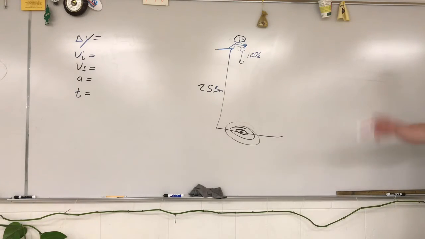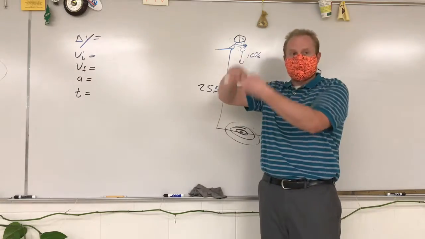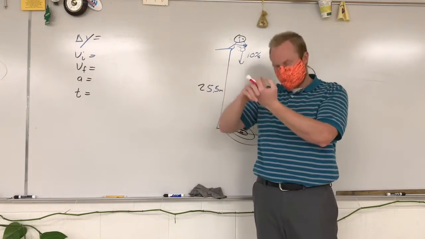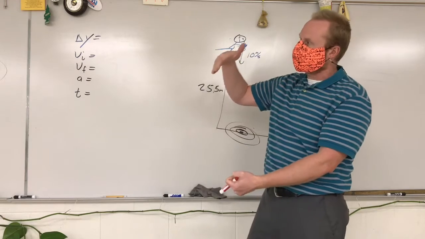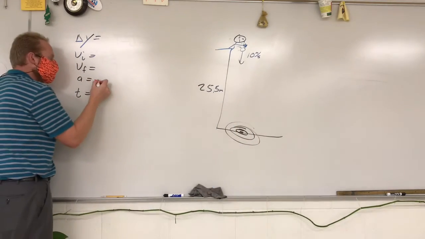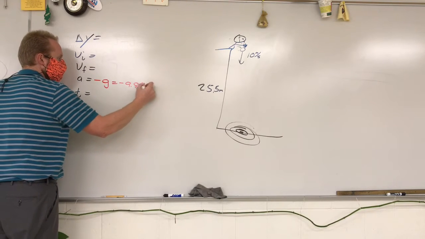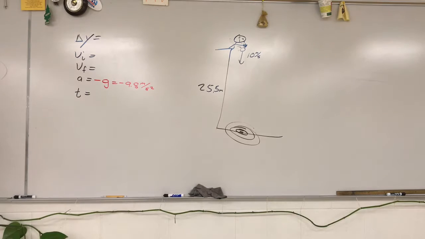Once that ball leaves my hand, the only force acting on it is gravity. When it was in my hand, was I applying a force? Absolutely. But once it leaves my hand, the only force acting on it is gravity. Therefore, it is a free fall problem. So then we can say the acceleration is negative g, which is negative 9.8.